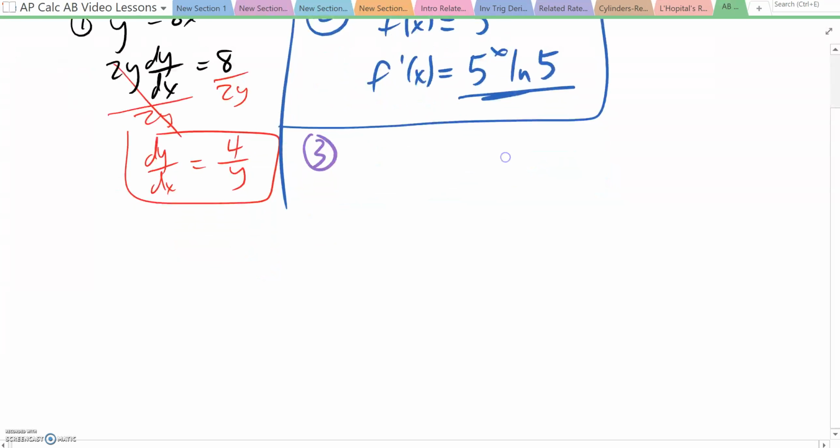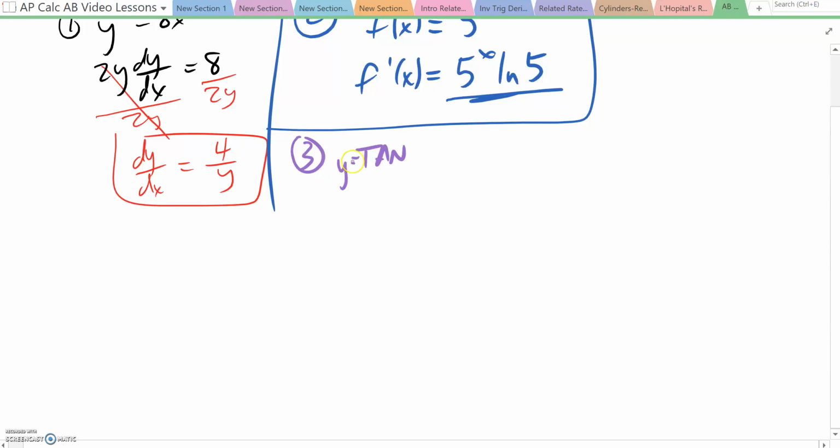Next up, number 3. They gave us some inverse tangent. So, sorry, y equals inverse tangent of the square root of 3x. I'm probably going to rewrite that first: inverse tangent of 3x to the 1/2. Something like that would be good.